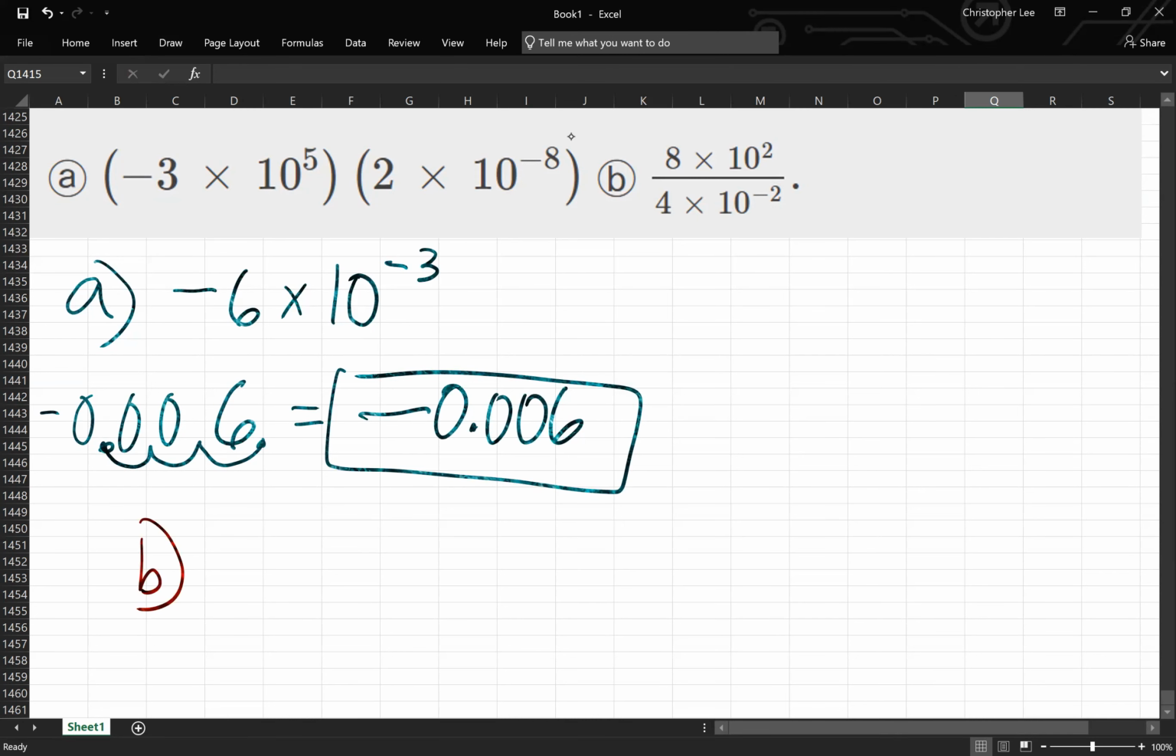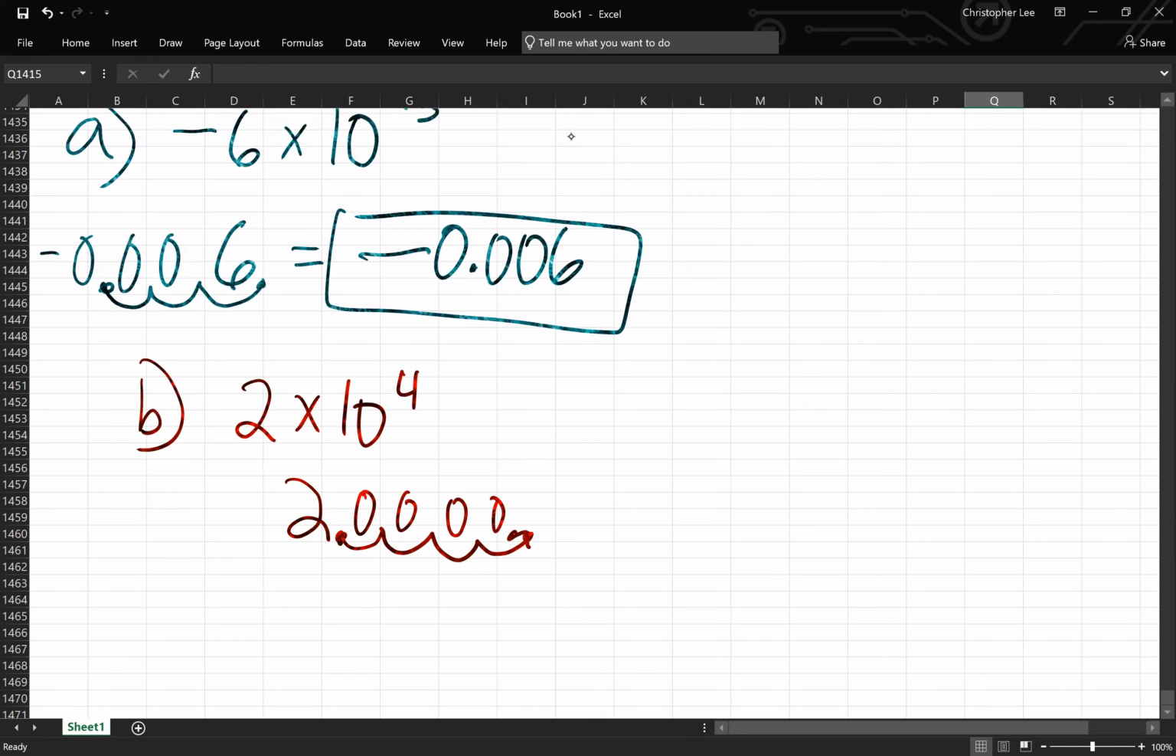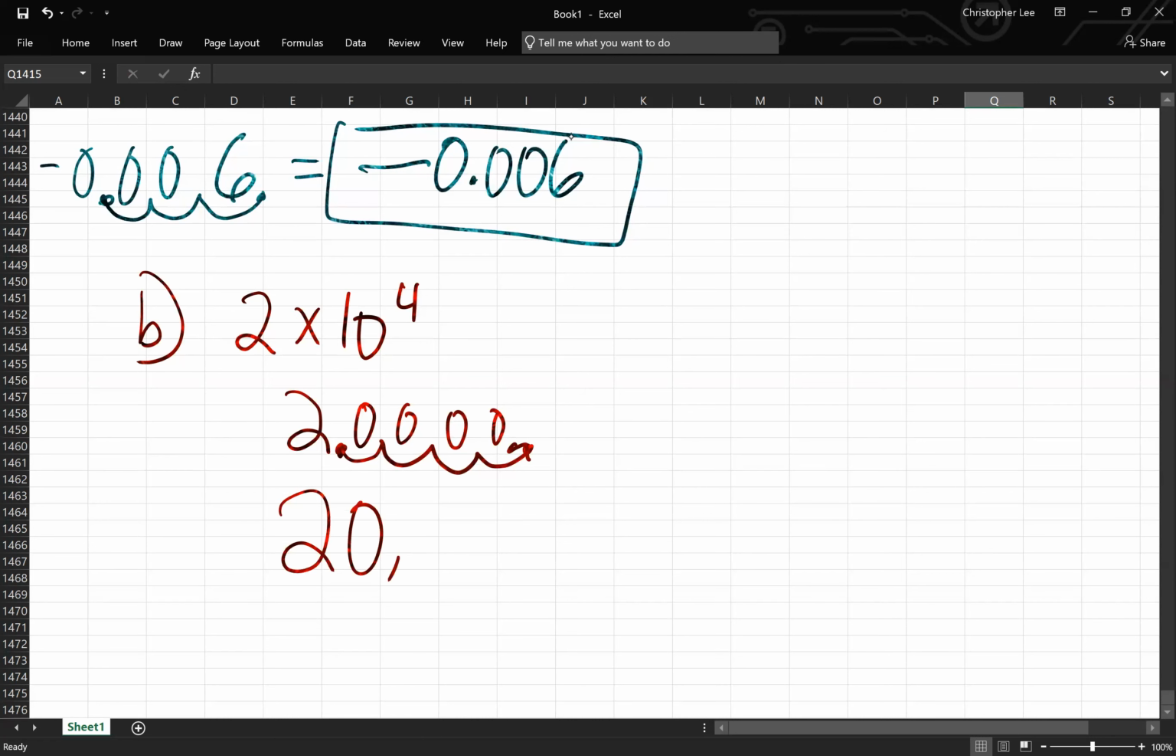Let's look at B. So B, I have 8 times 10 to the second divided by 4 times 10 to the -2. Let's divide that real quick. 8 divided by 4 is what again? 2 times 10 to the what power? 4 power. Very good, right? But again, remember, they don't want this answer. So this is going to be 2, and I move it over 4 times. 1, 2, 3, 4. So I have 20,000. All right. Questions on this? Anybody? We good? All right, bet.